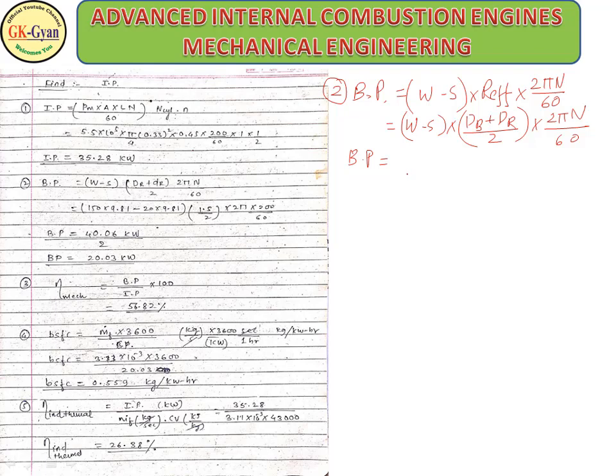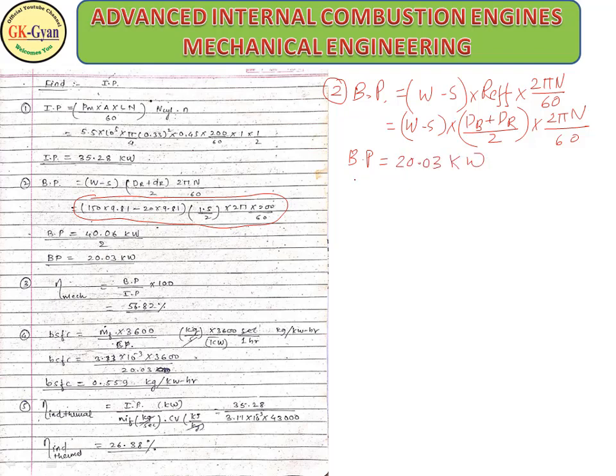What is W? It is 150 into 9.81 minus 20 into 9.81, which is the net effective load, into dB plus dr divided by 2, that is 1.5 meter divided by 2, into 2 pi into 200 by 60. So it is calculated as 20.03 kilowatt.